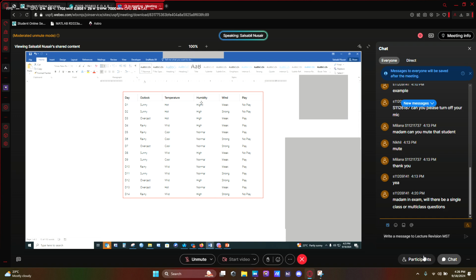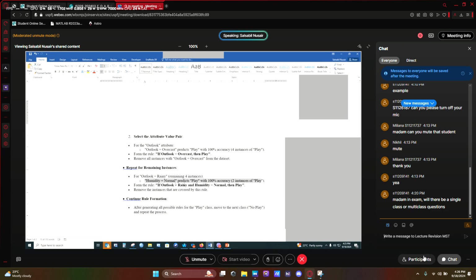Now for humidity, I will have to take a look. This is normal for D5. It's also normal for D6. And we had rainy D10. It's also normal. And we had rainy D14. But humidity in D14, sorry, we had D10 rainy and then it's high. So I cannot take humidity as well. But in here, they're saying that if humidity is normal, precisely play. This is 2 instances of play. Yes, 2 instances of play would be correct. Actually, 3, not 2. So the AI gave 3 instances of play.